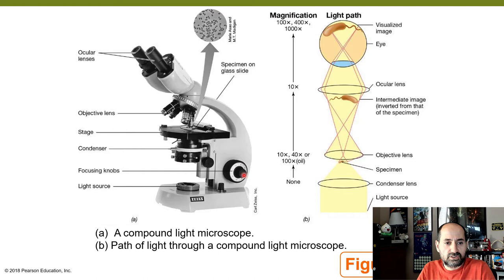Okay, so this is a compound light microscope, and on the right with figure B, you can see how the light works. The light source travels through the condenser lens, where the condenser focuses a cone of light onto the specimen. The light then travels through the objective lens, through the ocular lens, and then it's visualized by your eye.